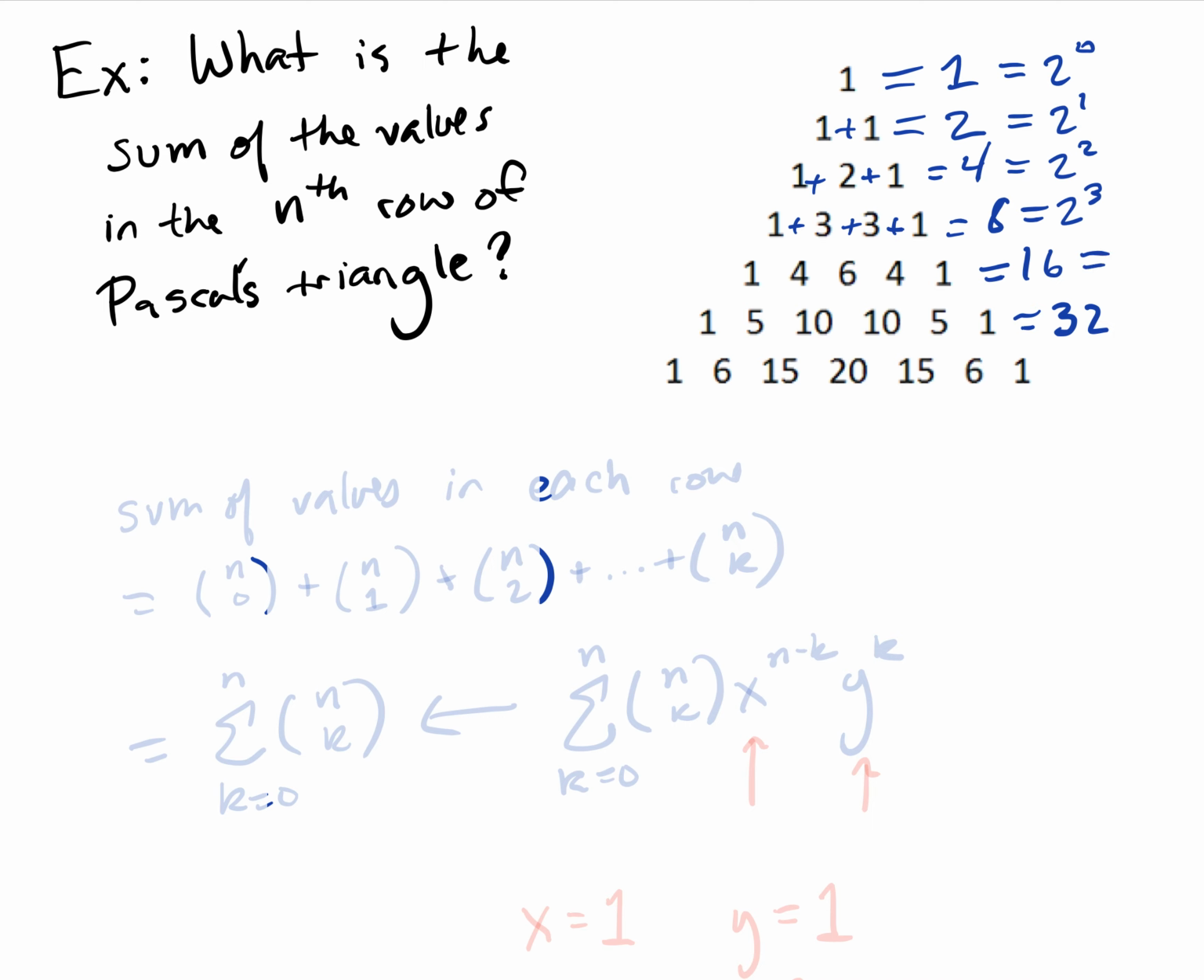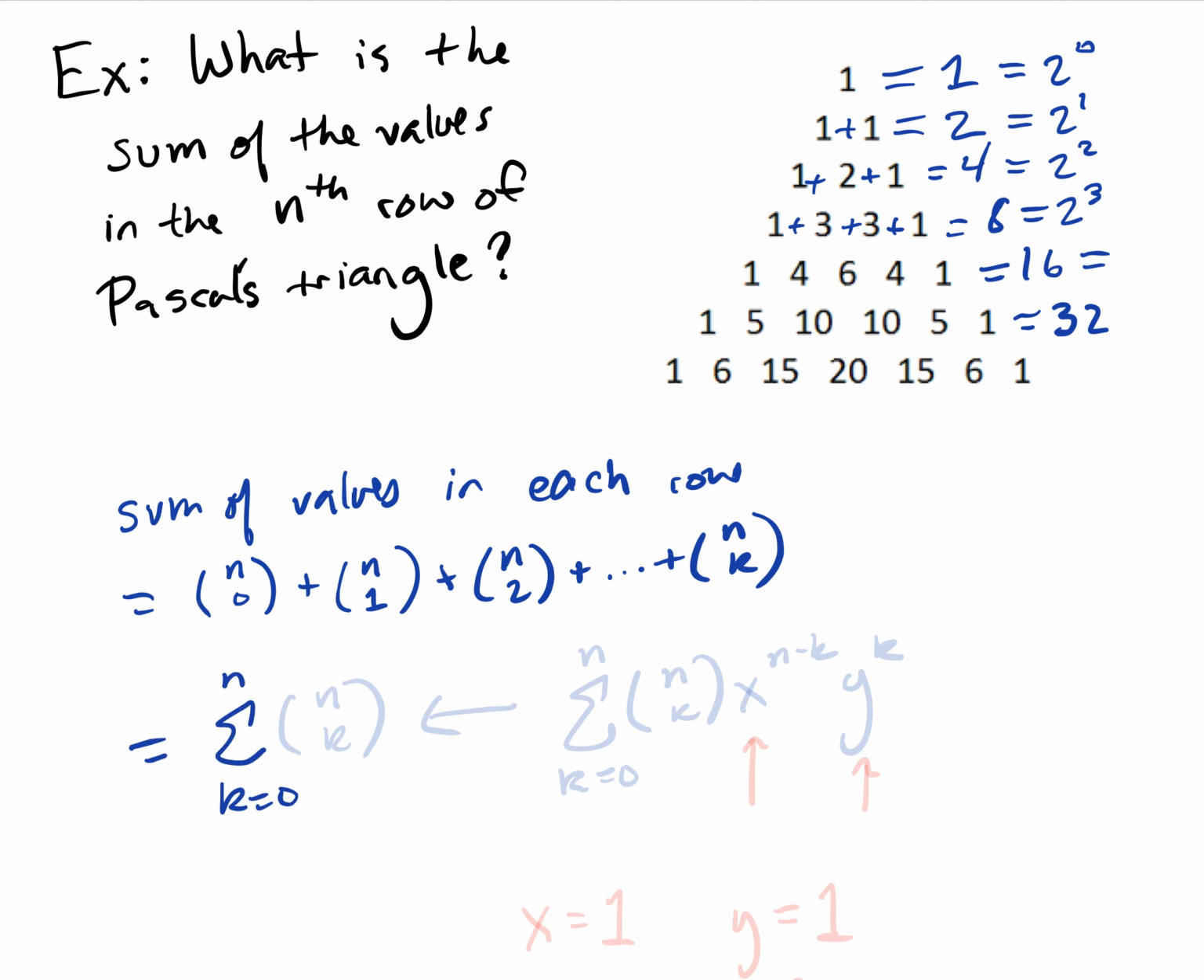So we've observed a pattern. Let's try to prove that it's always true. So the sum of the values in each row is equivalent to the sum of the values n choose 0 plus n choose 1 plus n choose 2 plus ... plus n choose n. That's the sum of the values in the nth row. So this is equal to the sum from k equals 0 up to n of n choose k, which looks a little bit like what we have in the binomial theorem, the sum from k equals 0 up to n of n choose k times x to the n minus k times y to the k.